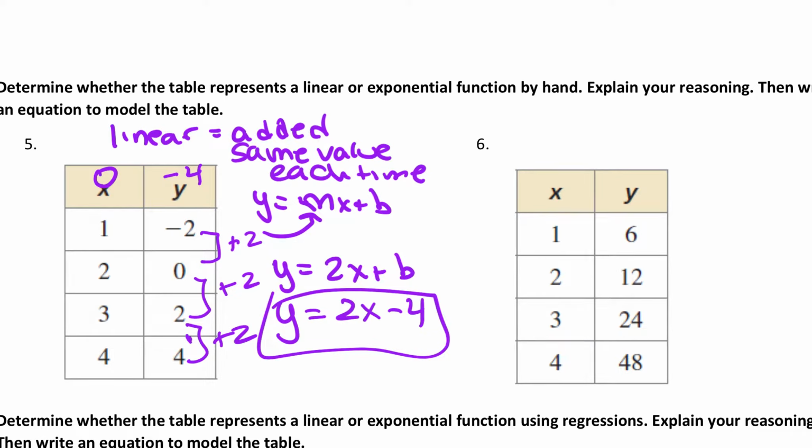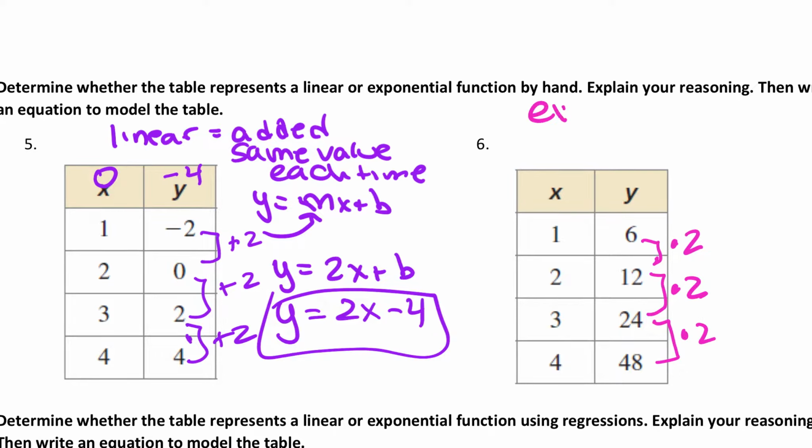The next table is, so 6, what do we do here? And then what do we do here? So 6 times what equals 12, or 6 plus 6 is 12, but is 12 plus 6 24? No. So then we need to see if it's exponential by multiplying the same number. So 6 times what equals 12? Times 2. 12 times what equals 24? Times 2. 24 times 2 is 48.